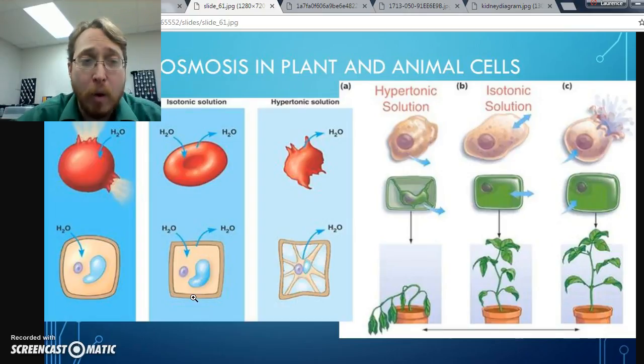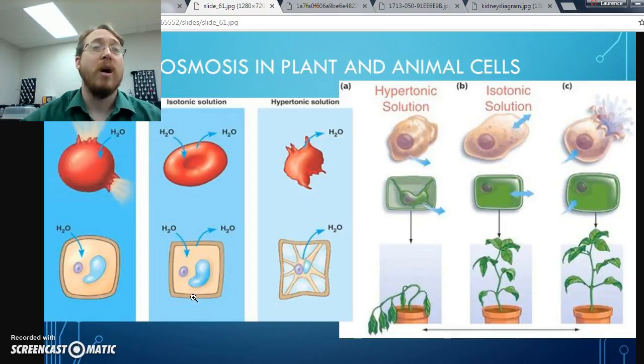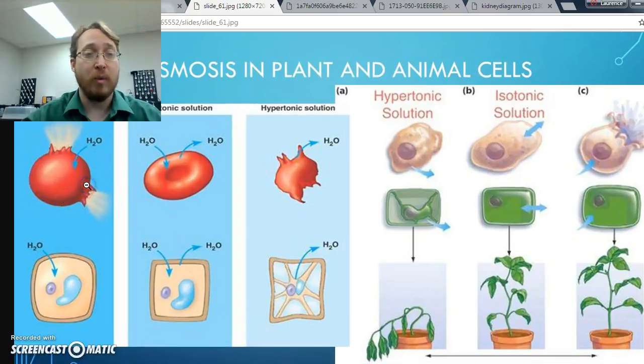When in a hypotonic solution, meaning that there is a lower solute concentration outside of the cell, meaning there's a higher water concentration outside of the cell, which means there's a lower water concentration inside the cell, so water will move into the cell. When that is the circumstance, animal cells can just fill up with water to the point where they burst, they reach lysis.